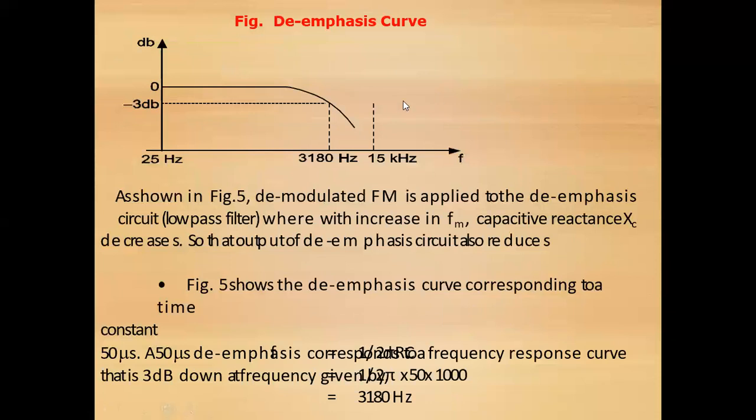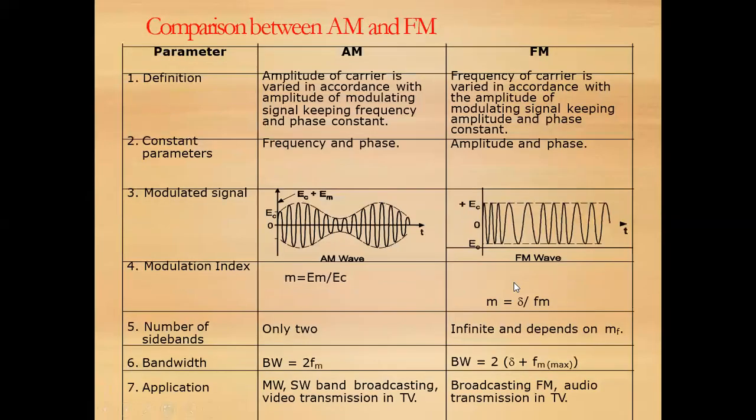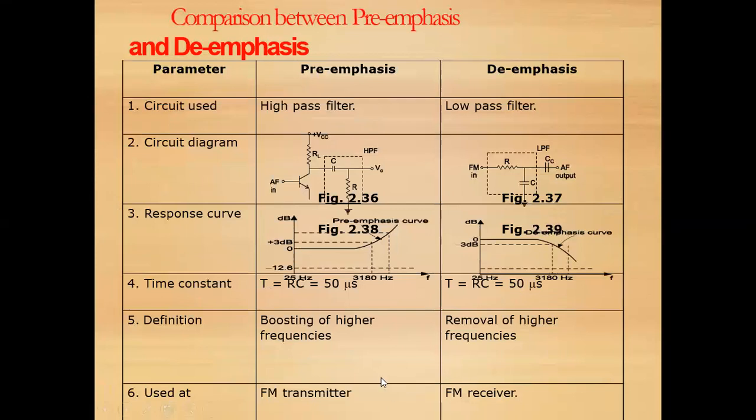And this is the curve of de-emphasis, where it decreases. That means whatever increase we are doing at the transmission side will be nullified at the receiving side, known as de-emphasis. And here some comparisons are given between pre-emphasis and de-emphasis.